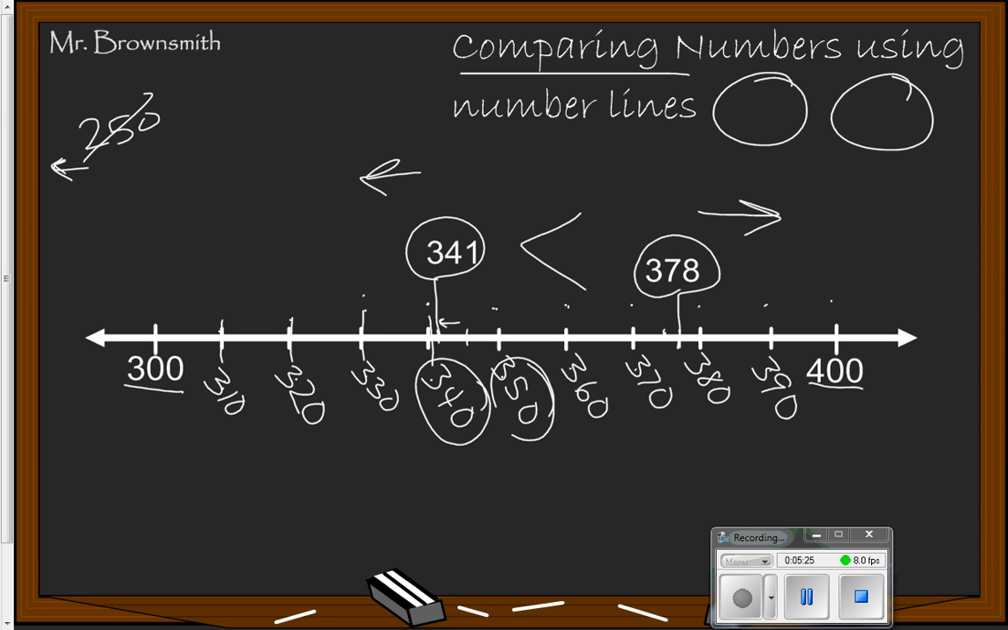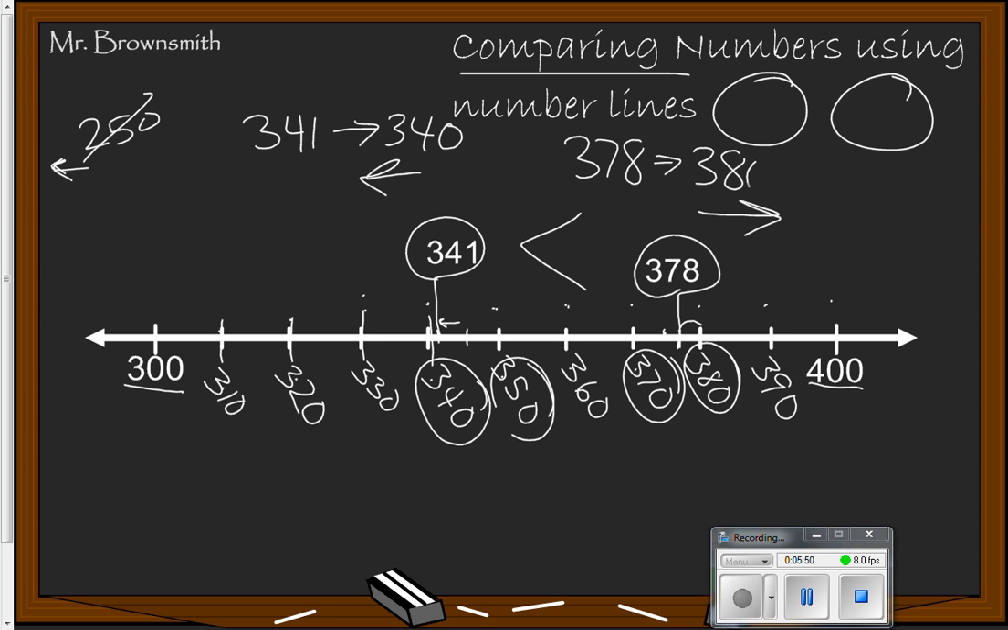Well, all we see is that mark here. Which way is it closer to? It's closer to 340 than it is to 350. So 341 rounds to 340 if we're rounding by tens. The same is true with 378. 378 is closer to 380 than it is to 370. So 378 rounds to 380.